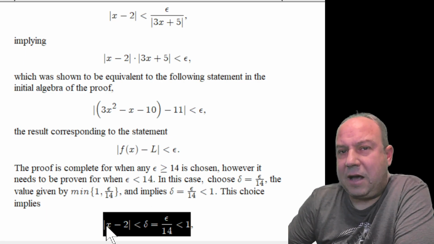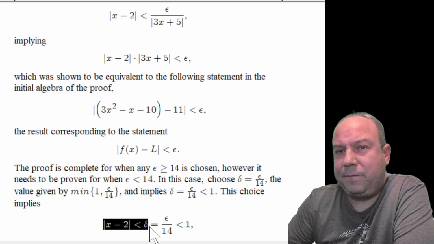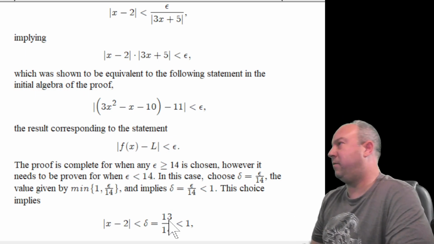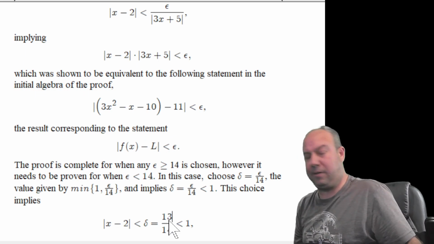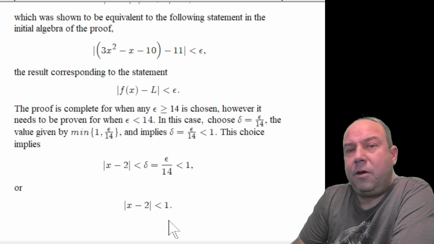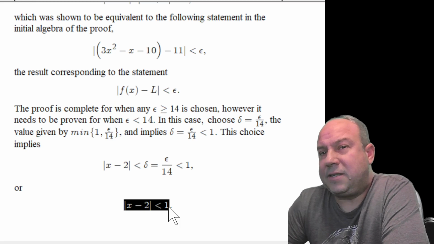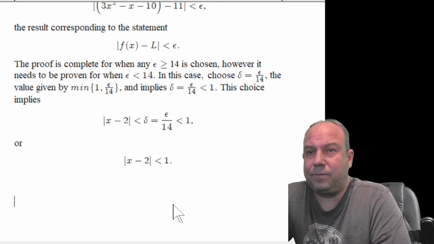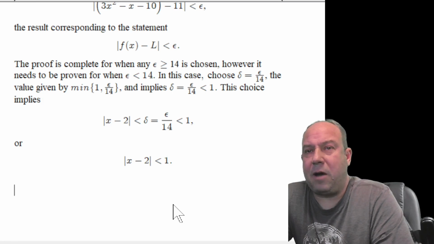That absolute value of x minus 2 being less than delta, which we're choosing to be epsilon divided by 14, must be less than 1 because that epsilon there has to be less than 14. Something like 13. Or we could just end by saying the absolute value of x minus 2 must be less than 1. Or what can we say about 1?